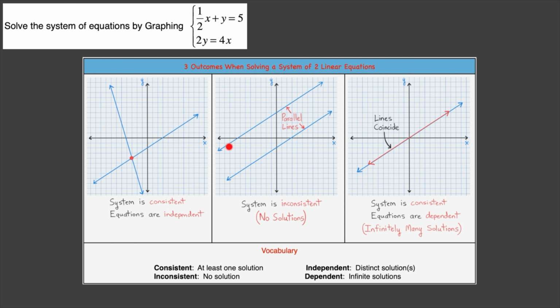Next, we have two parallel lines. These lines never intersect, so therefore the answer would be no solution, and the system is said to be inconsistent, which means there's no solution.